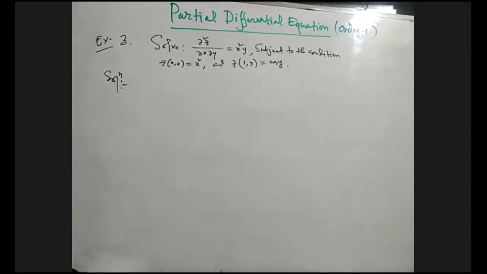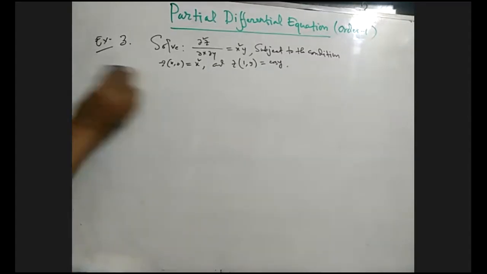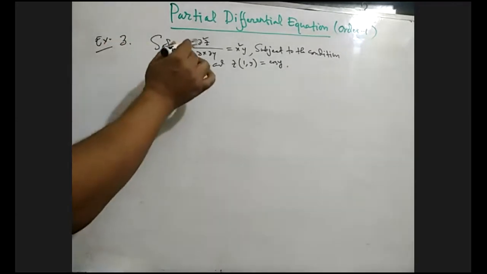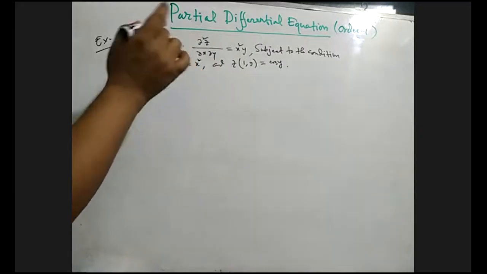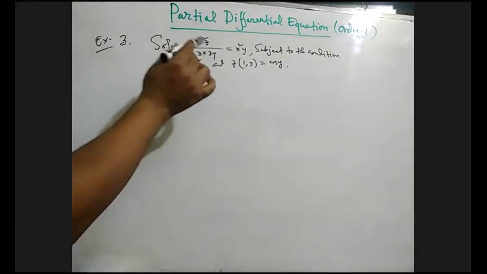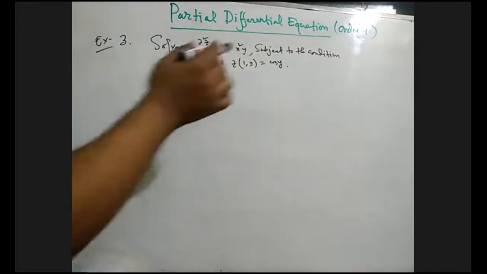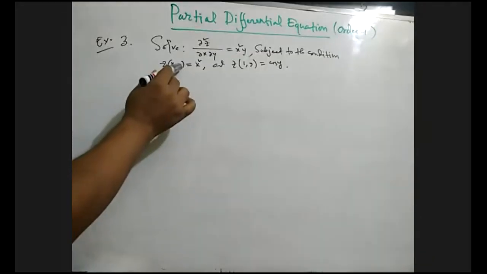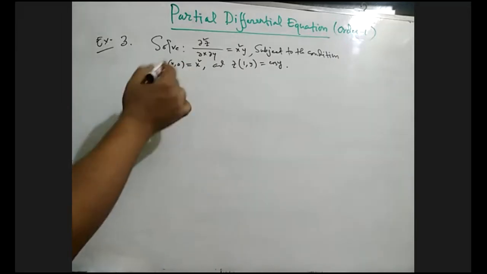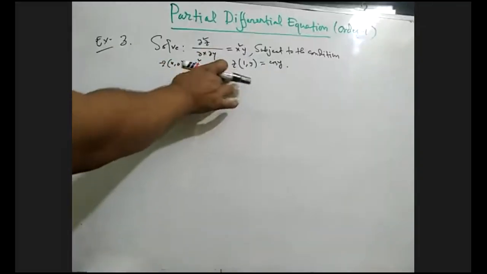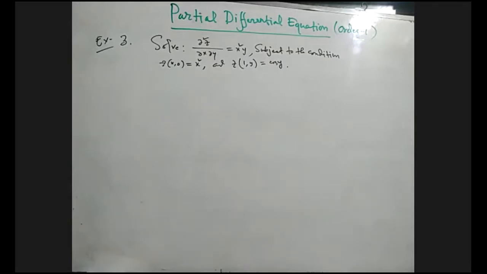Now, example 3: how to solve a partial differential equation by integration. This is a second order partial differential equation because z is the single dependent variable, and x and y are the two independent variables. So z depends on x and y, subject to the conditions: z(x, 0) equals x square, that is, when y equals 0, z is x square; and z(1, y) equals cos y, that is, when x equals 1, z is cos y. Using these boundary conditions, we can solve this partial differential equation easily.